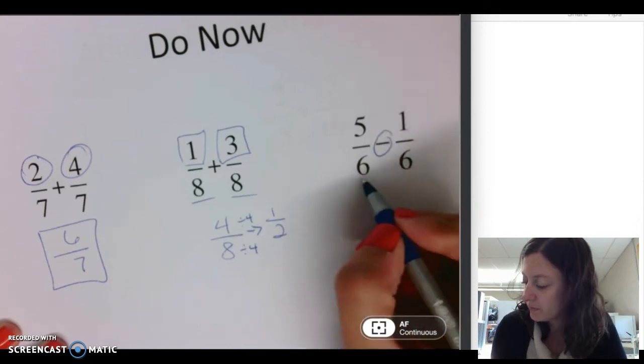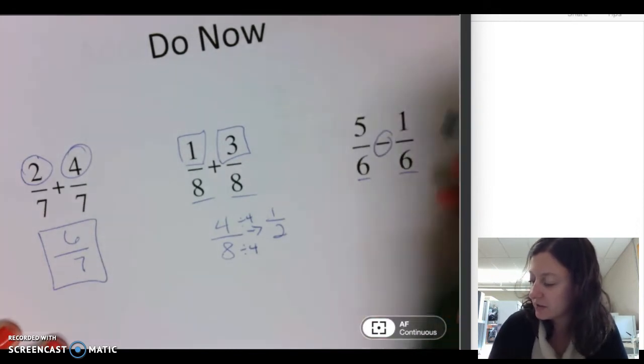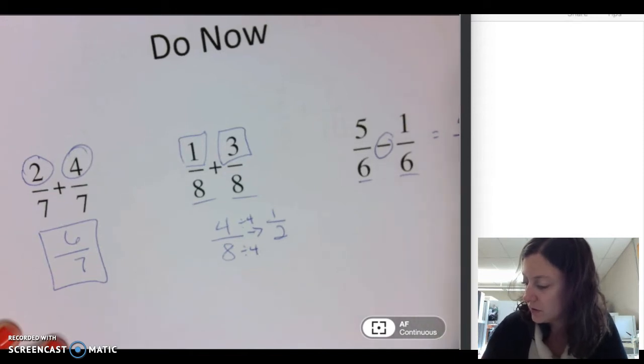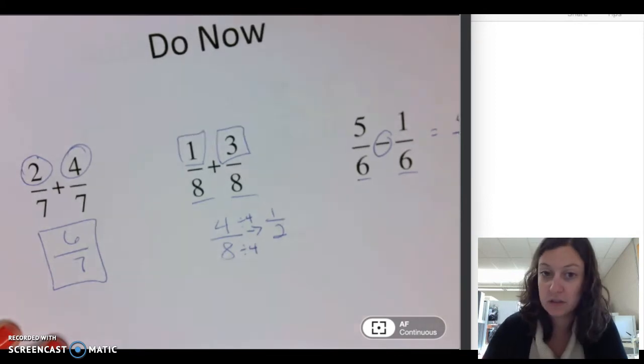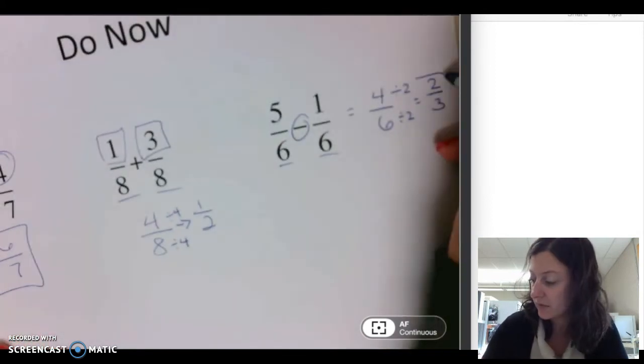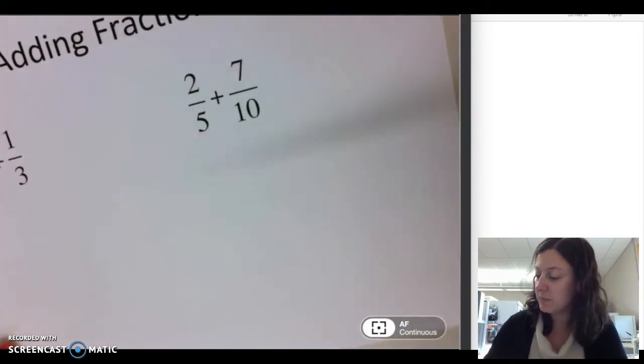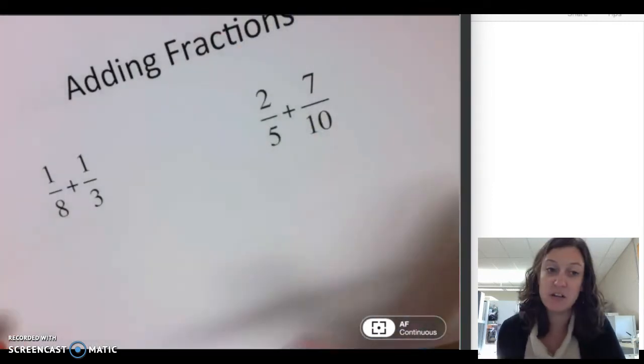Subtraction works the same. Denominators are the same, 5 minus 1 is 4. Now these both have a common factor of 2, so that simplifies to 2/3. Can you see that? No. There you go. Perfect.